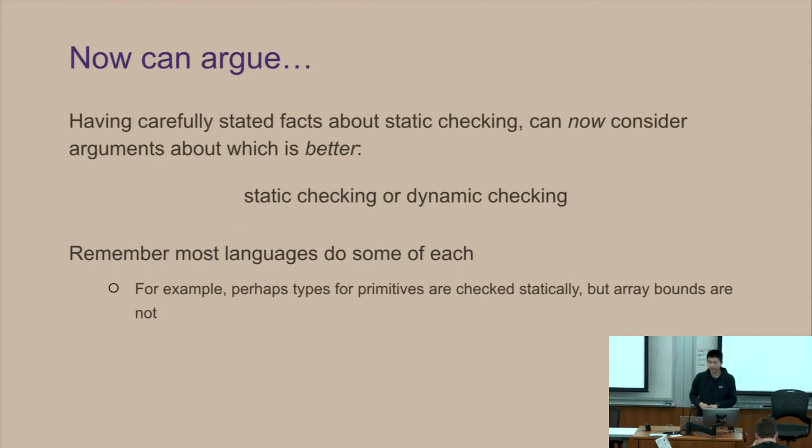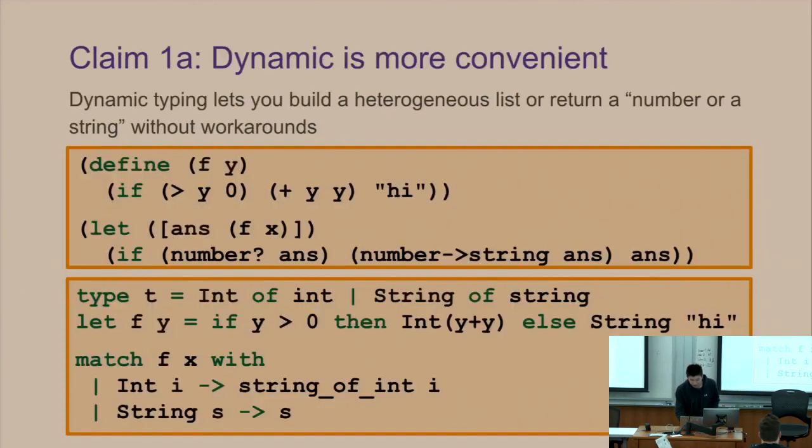Now it's time for us to argue whether static checking or dynamic checking is better. The view from the audience is that we prefer OCaml over Racket. Let's see if that's really the case. So claim 1: dynamic is more convenient. Why is that the case? Because dynamic typing lets you do a lot of fancier and more powerful functionality, with not too many restrictions on the programmer, and programmers are always happy with that.